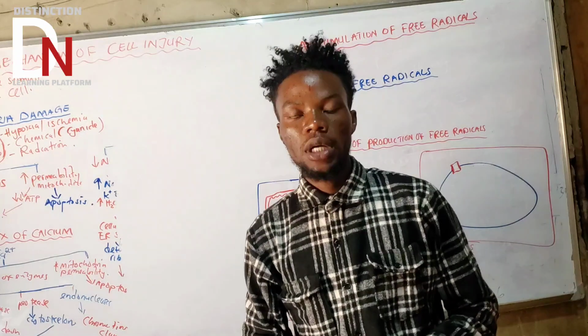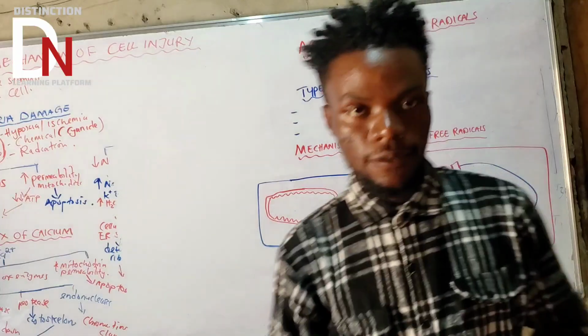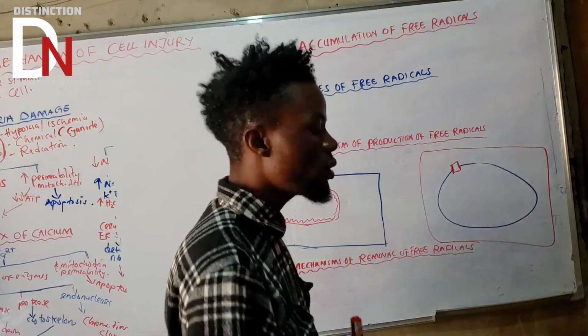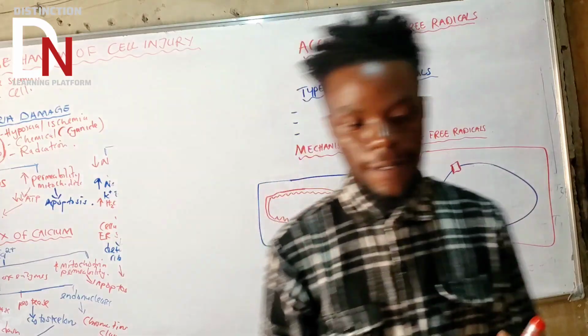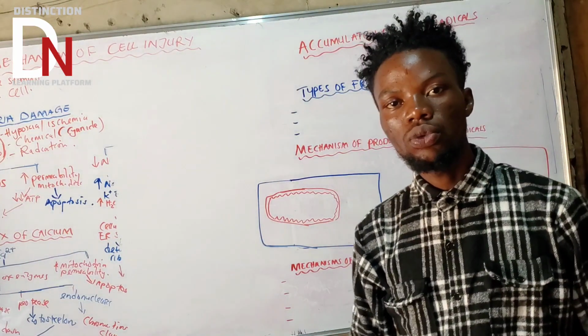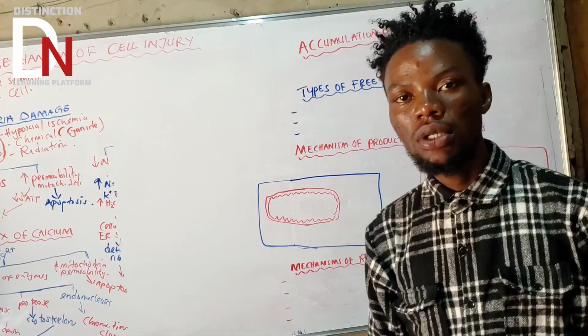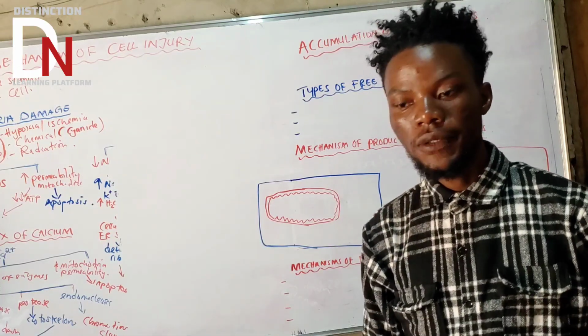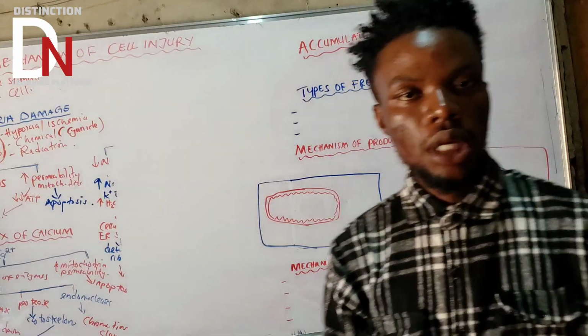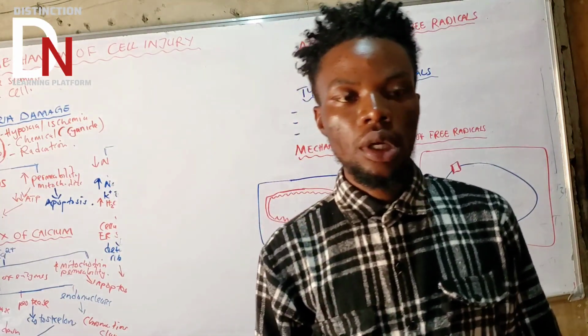So let's talk about the accumulation of free radicals. Basically, accumulation of free radicals can cause cell injury as well. So now, what are the mechanisms that can lead to accumulation of free radicals? Before we go into details, let's talk about what free radicals are.